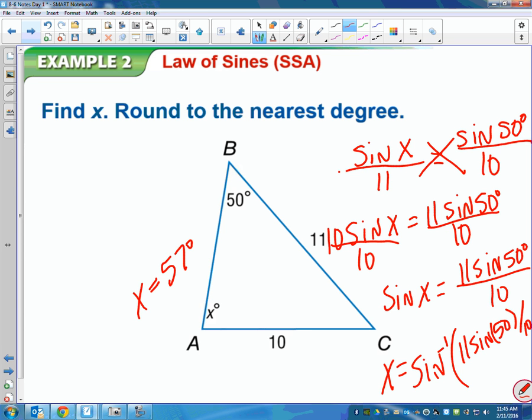I'm not opposed if you want to do the decimal there, but just know 11 sine of 50 divided by 10 is like 0.8426. If you only did 0.8, if you don't use enough decimals, my calculator said the answer is 53 degrees. It's very different than 57. So if you want to type in the decimal here, my advice is use a minimum of 5 decimal places.